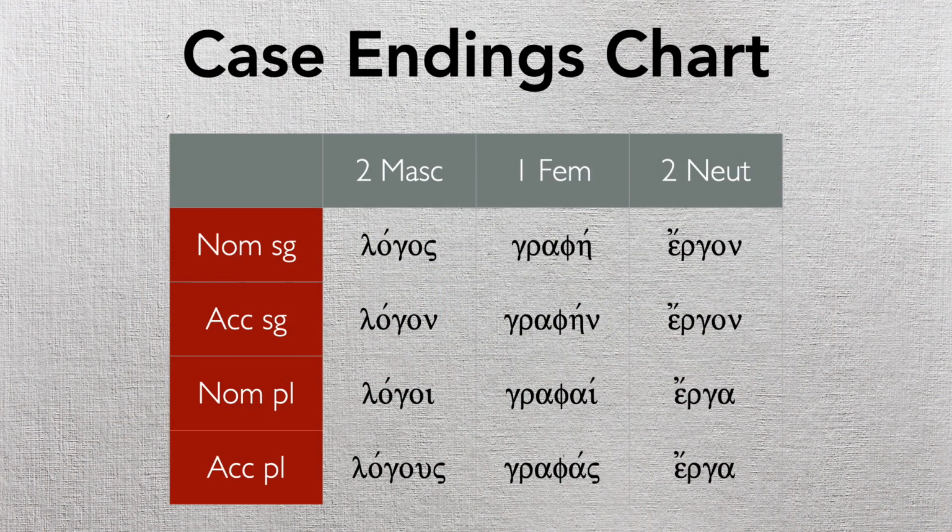And then in the neuter, we're picking a masculine, a feminine, and a neuter just as examples here. You see ergon is the nominative neuter singular. And notice the accusative singular for the neuter as well. It's also ergon. It's the same. And you're going to notice that in neuter, that's really, really common, that nominative singular and accusative singular are the same. And then look at the plural. It's erga for nominative plural. And then accusative plural is also erga.